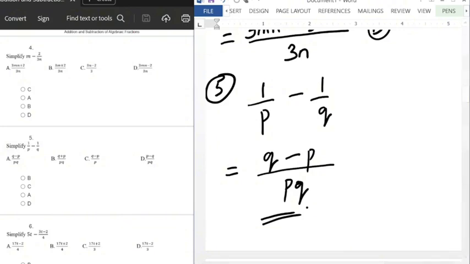Q minus p. You have to be very careful with the options. Q minus p over pq, that is option A. Is that clear? If you look at option A and option D, they look alike, but they are not the same. So let's go to question number 6 now.